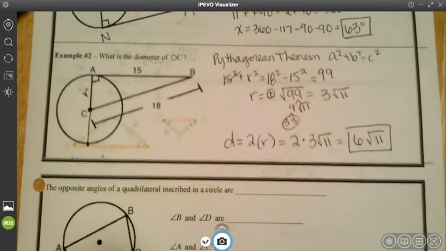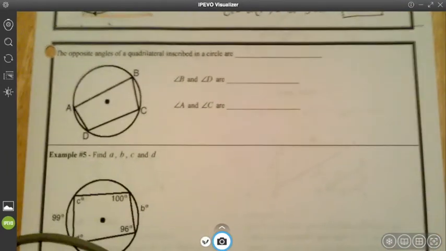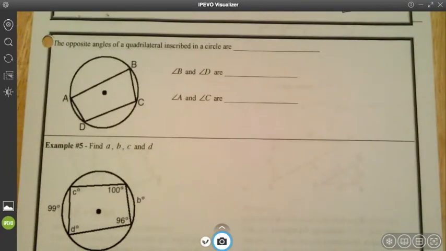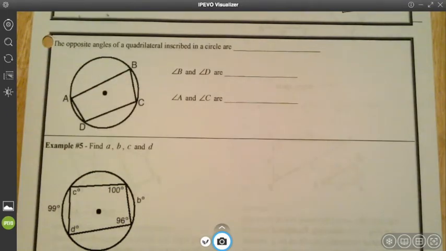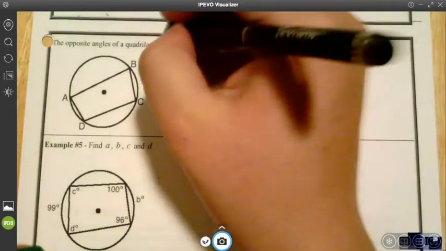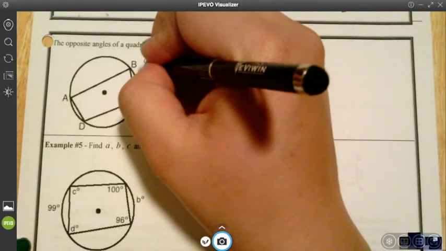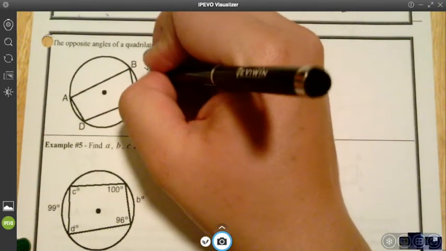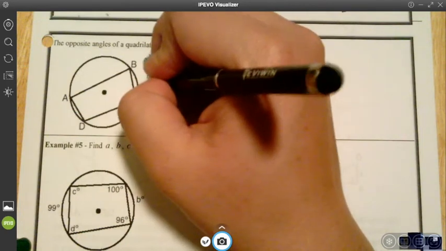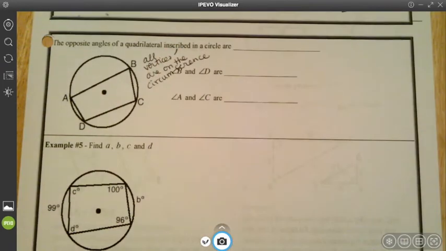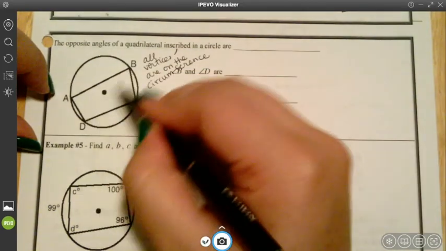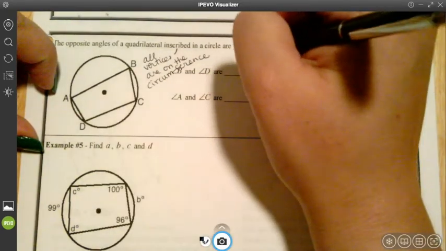Next, let's look at inscribing. So we said that we had inscribed angles before, and that's an angle that has its vertex on the circle. Well, we can have an inscribed shape as well. And if we have an inscribed quadrilateral, meaning all vertices are on the circumference, then we know that the opposite angles are supplementary.